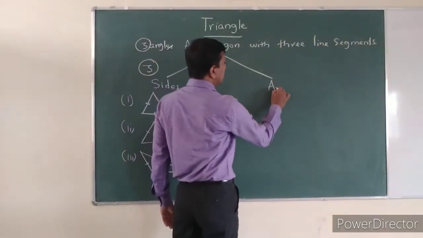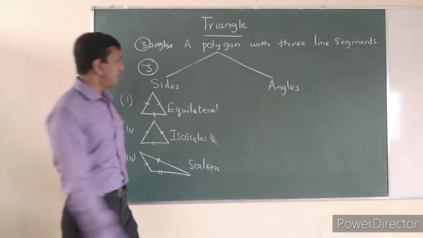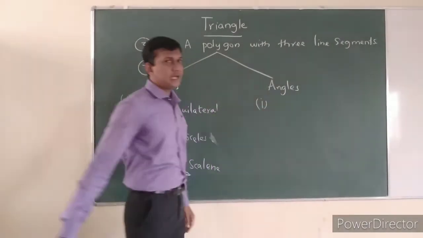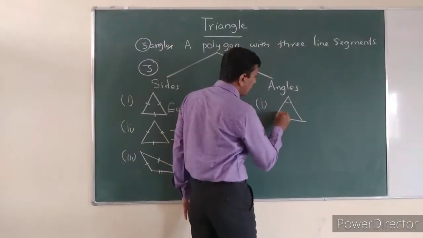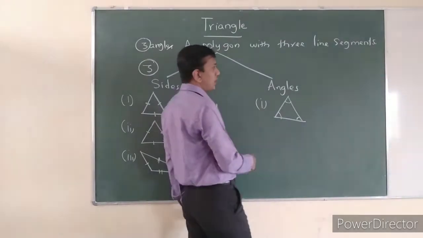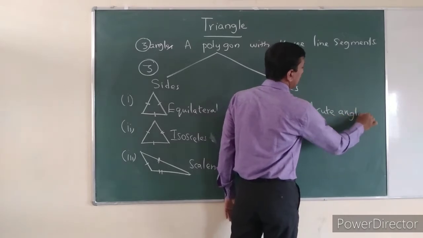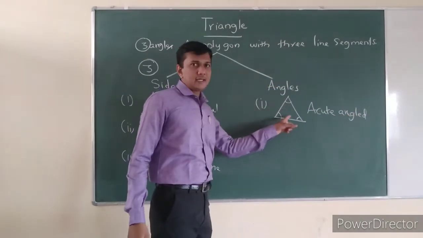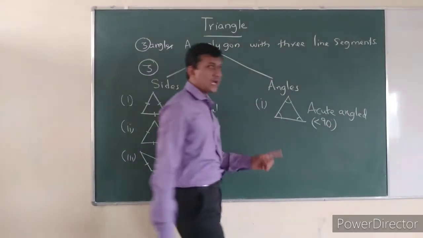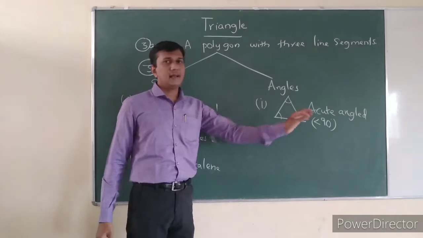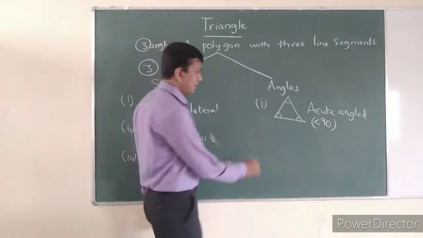Now based on the angles, again we classify into 3. The first one is acute angle triangle. So what is the acute angle triangle? If each angle in a triangle is less than 90 degrees, then such a triangle is called an acute angle triangle.